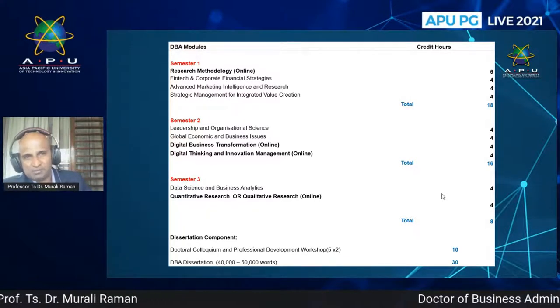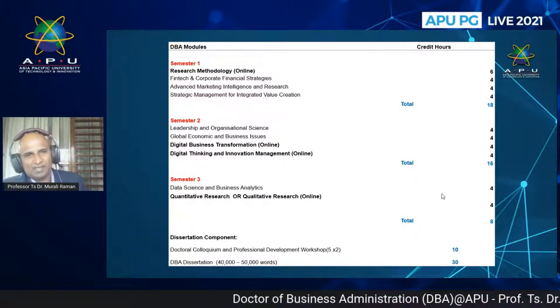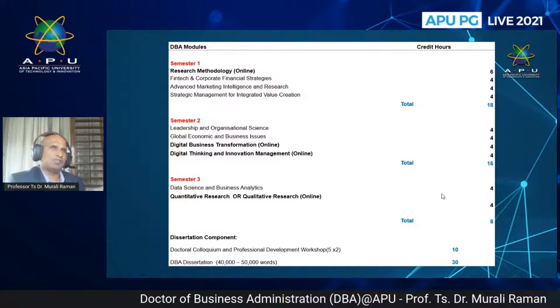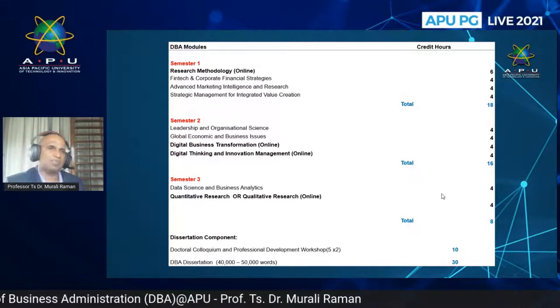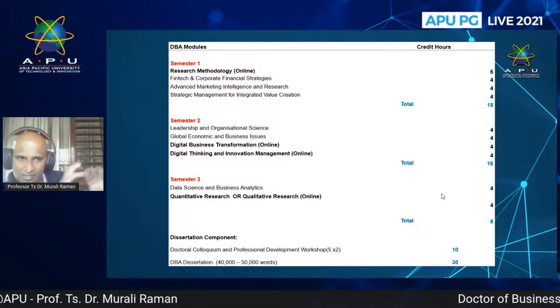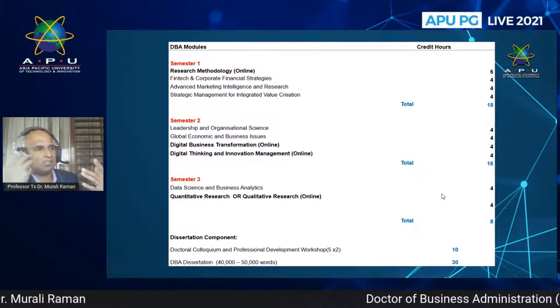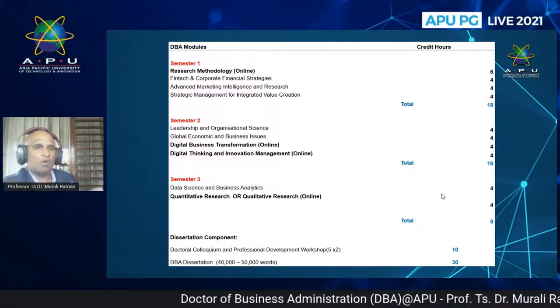The purpose of the research methodology in semester one is to give you a good grounding of what to expect, the different research formats that are out there, the different research styles, the different epistemology or philosophy of research out there. So we will introduce you to that early on so that you can make a conscious decision. This is my way forward. Yeah, I think I want to go and do a quantitative study.